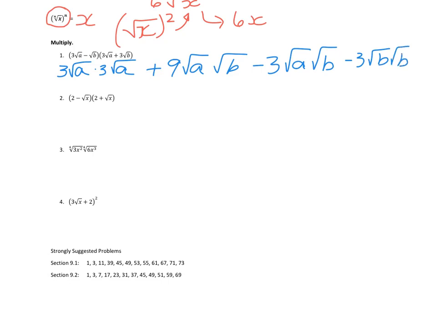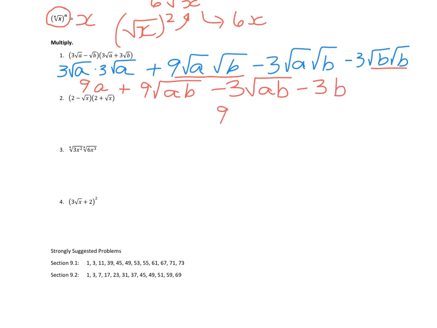So let's see. Simplifying, 3 times 3 is 9. And again, root a times root a is a. Next, same index, so we can combine ab under the same radical sign, and we can do that for these two. And then negative 3 root b times root b is negative 3b. So altogether we have 9a plus 6 square root of ab minus 3b.